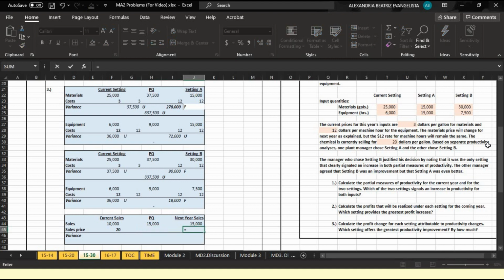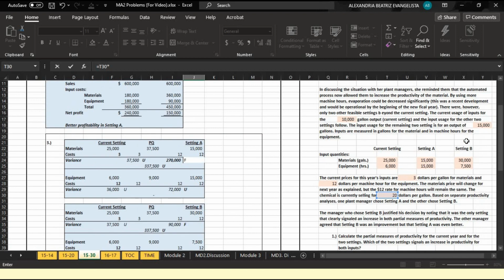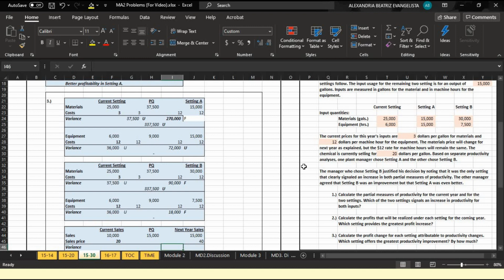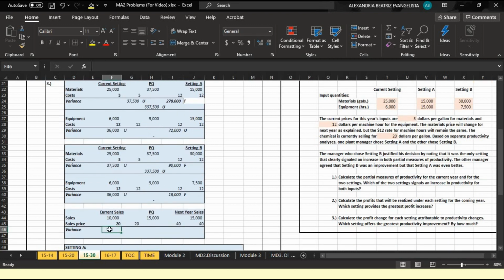For the next year's sales, that is $20 per gallon multiplied by 2. Because it is said in the problem that output prices for next year would be 2 times more. So that is 40. And then for PQ, we're just going to again split the prices. So on this side, that corresponds to the current sales price, and this side corresponds to the next year sales price. So 40. Now let's compute for the variances.